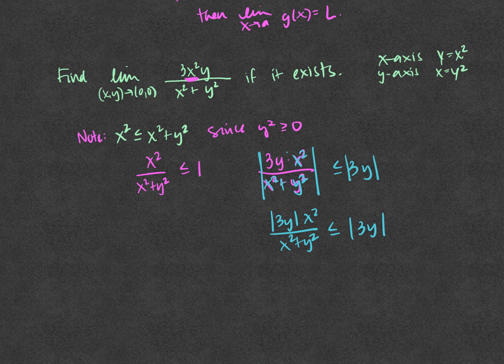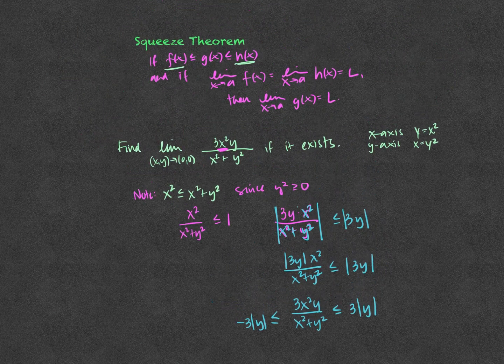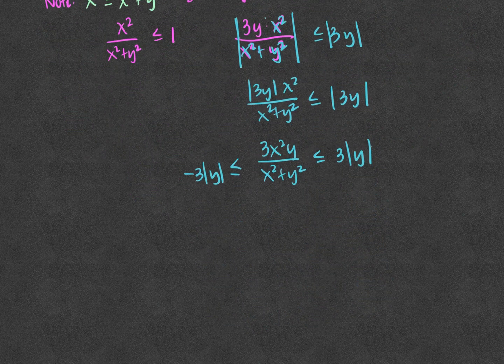So let's say that we could then say that 3x squared y, the original function, over x squared plus y squared is less than or equal to 3 times the absolute value of y. So if y is negative, that is true, and if y is positive, that is true. And then to create our squeeze theorem, we need another function on this side. Let's make it the same function, negative 3 times the absolute value of y. So here we have our squeeze theorem. If we go back and look at the squeeze theorem, we have f and we have h with g in the middle, and that is a true statement here.